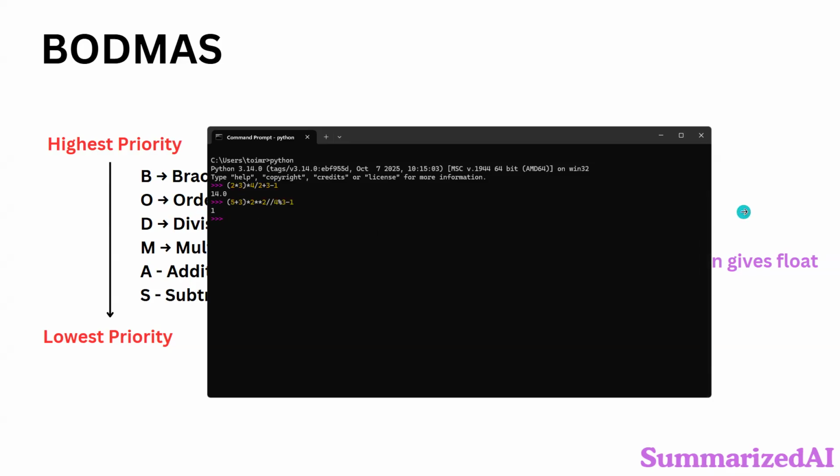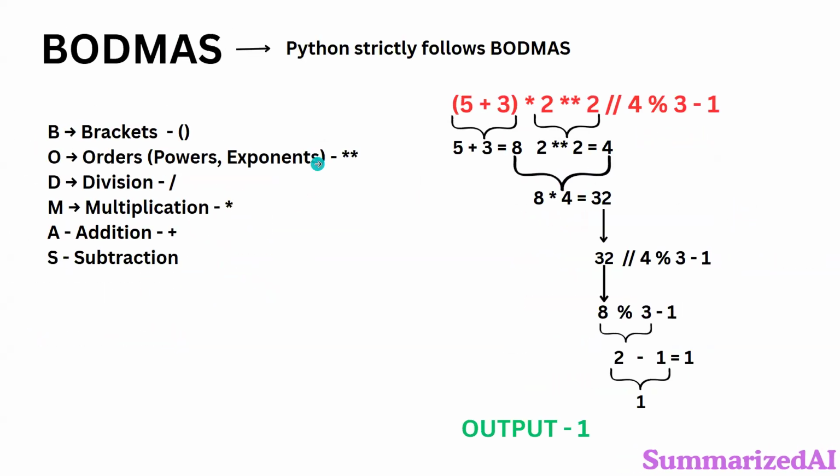Now I will show you how we worked on this particular calculation. So here, first we resolved the bracket, which is nothing but 5 plus 3, 8. Then the exponentiation got resolved, which is 4. And then after that, we have this multiplication. So 8 into 4 is nothing but 32. Then after 32, we did the floor division, which gives us 8. If we had done the divide, it would be 8.0. But floor division ignores the decimal, or it will discard the decimal. So 8.